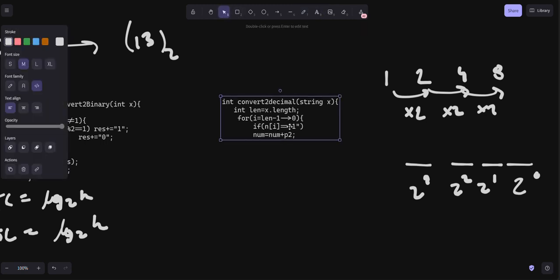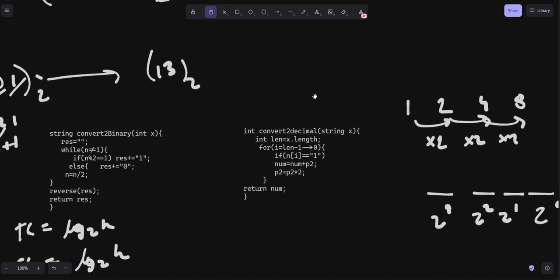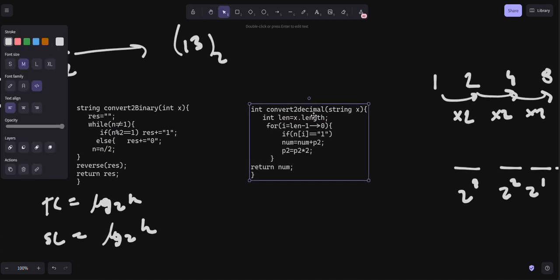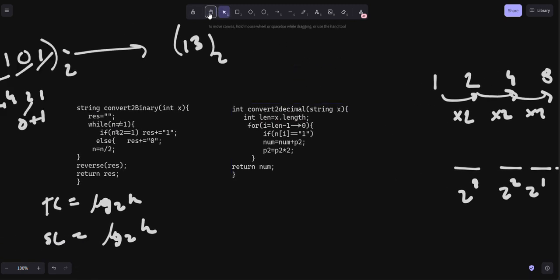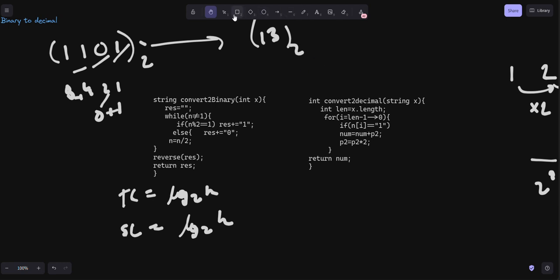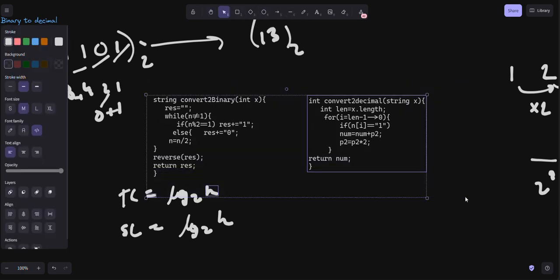After you get the num, you can just make p2 into 2, because as the logic says, and then you can just return the num. Got it? There's nothing much here. So these two are the convert to binary and decimal. I can highlight this.